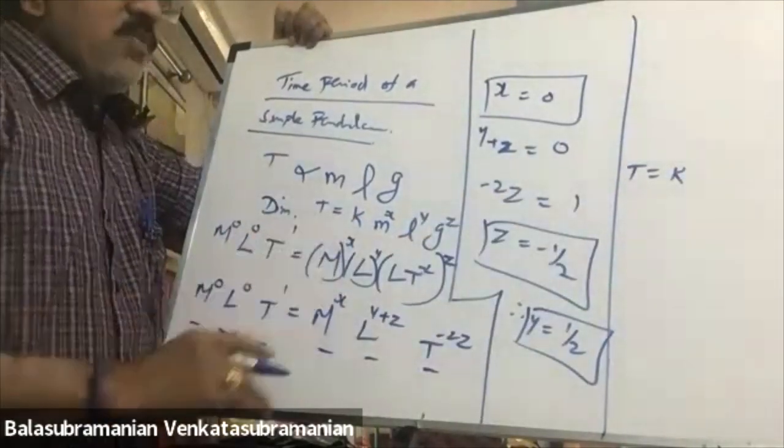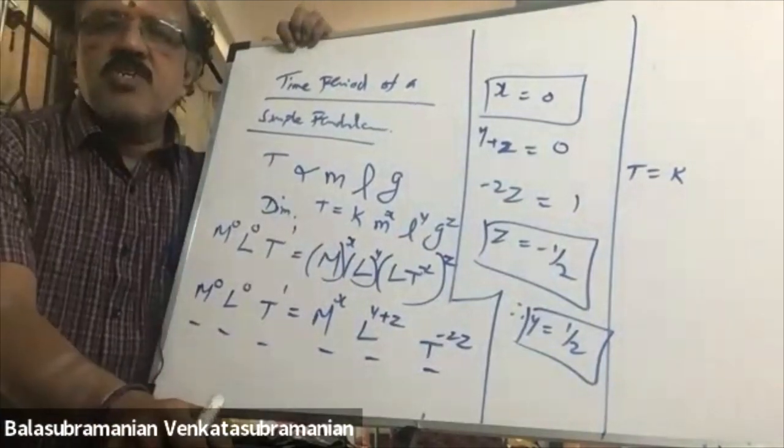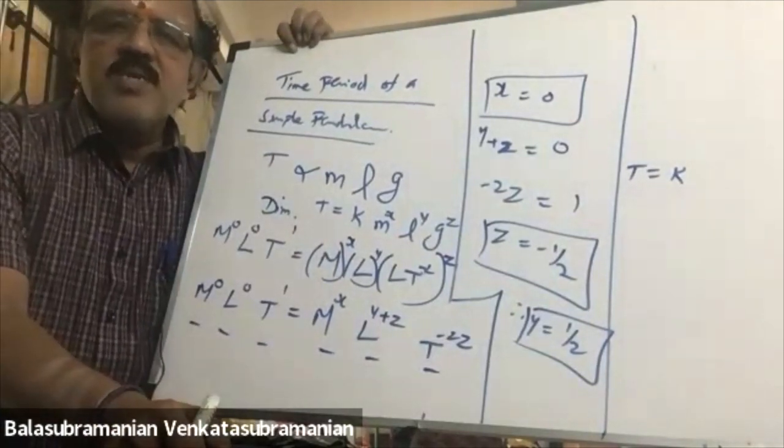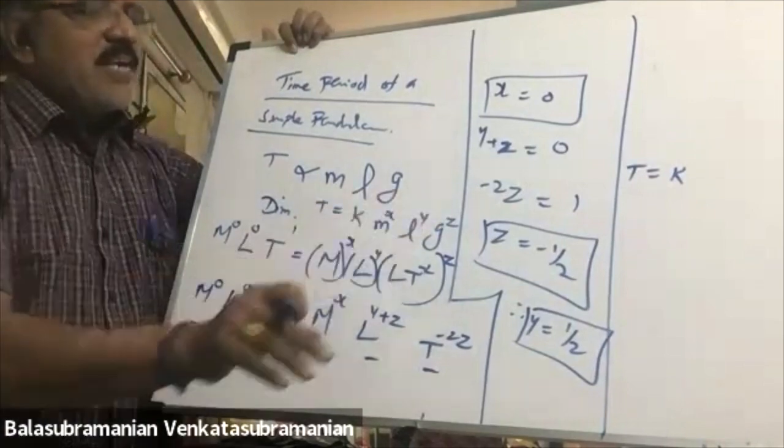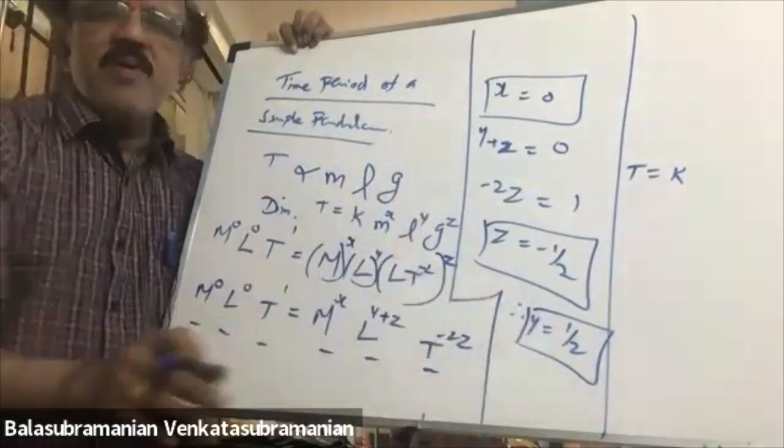M power X. What is M power X? M power 0. Anything power 0 is 1. L power Y. What is L power Y? Power half. Power half means square root.